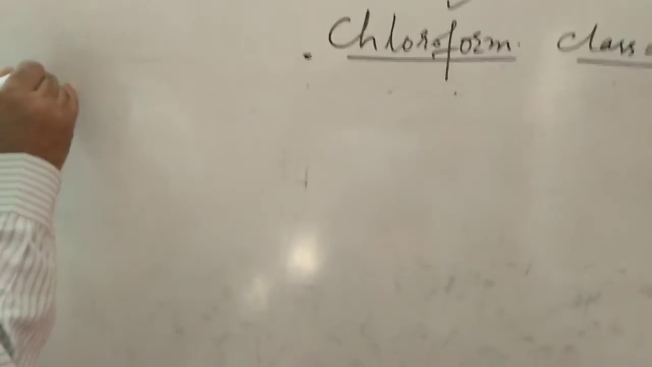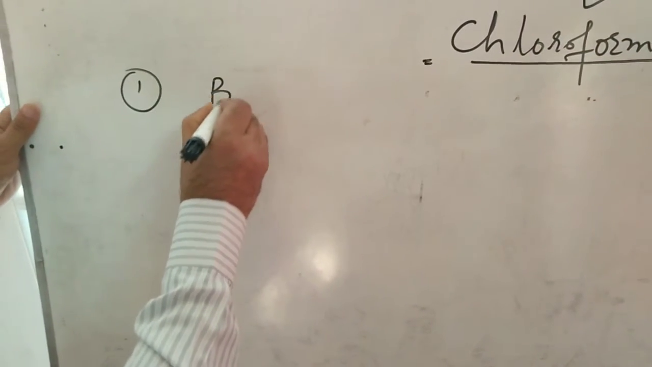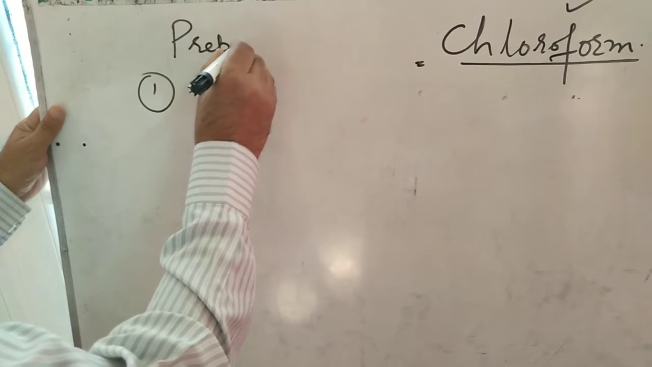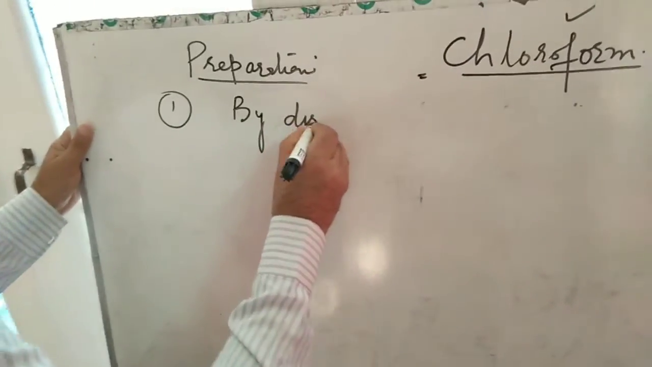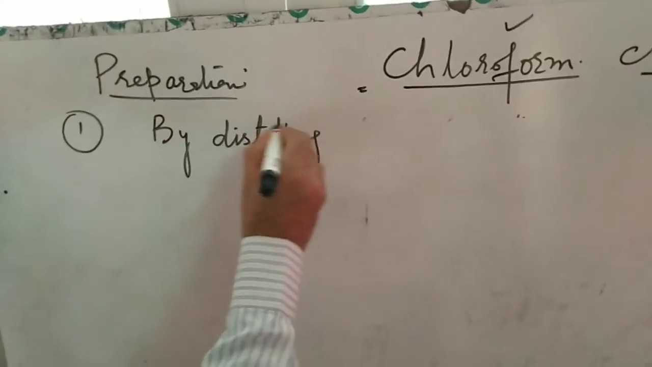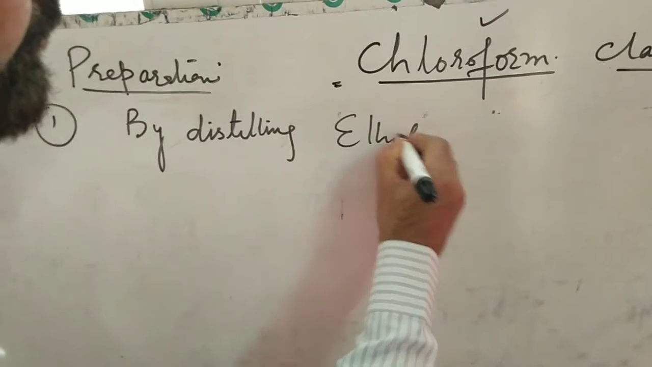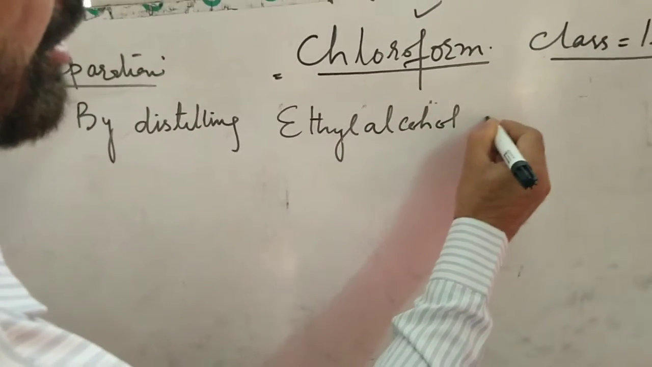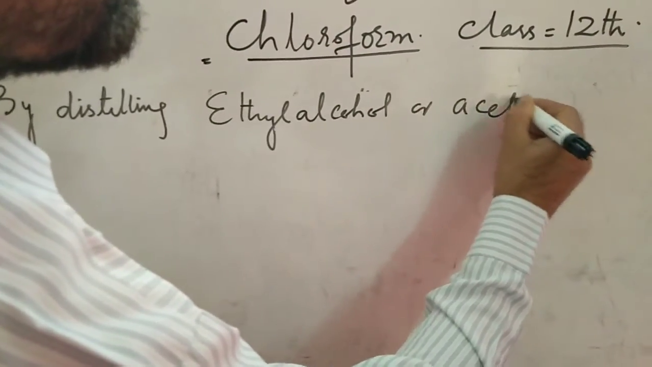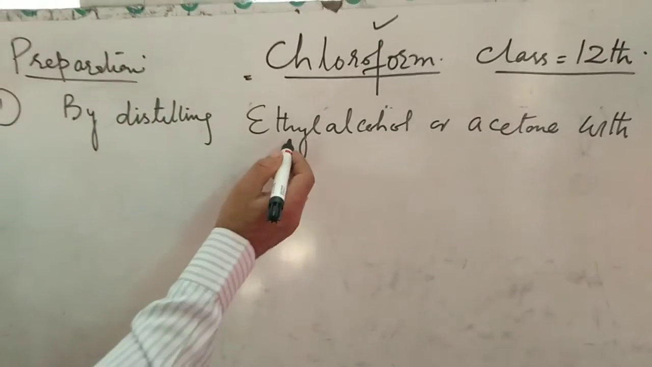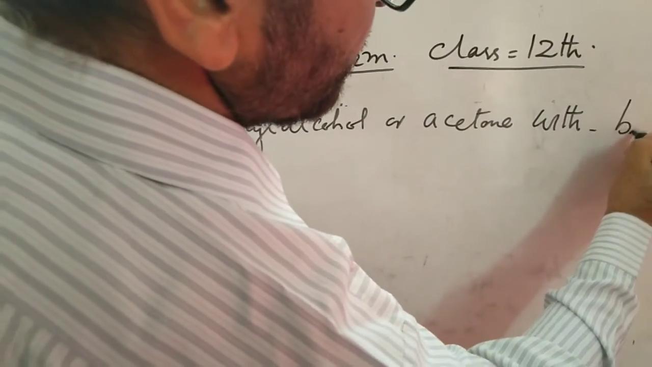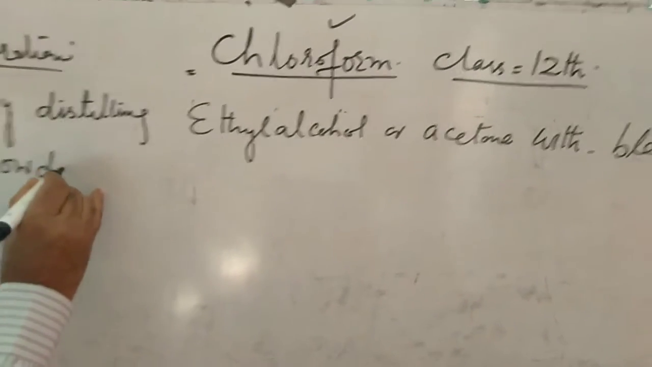The preparation of chloroform. The first preparation is by distilling ethyl alcohol or acetone with bleaching powder and water.